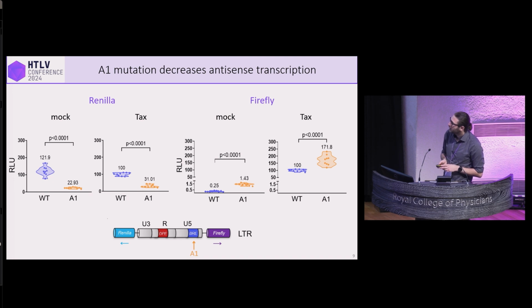Our data showed that the A1 mutation was able to significantly decrease the antisense transcription activities, and this was the case in the absence but also in the presence of the protein Tax. Interestingly enough, the sense transcriptional activities, as measured with the Firefly luciferase, also showed a significant increase in sense transcription.